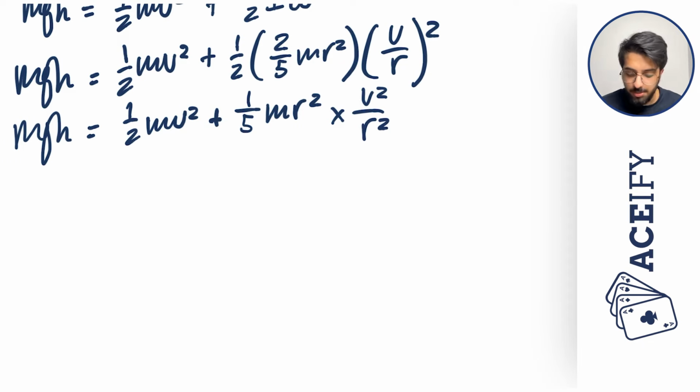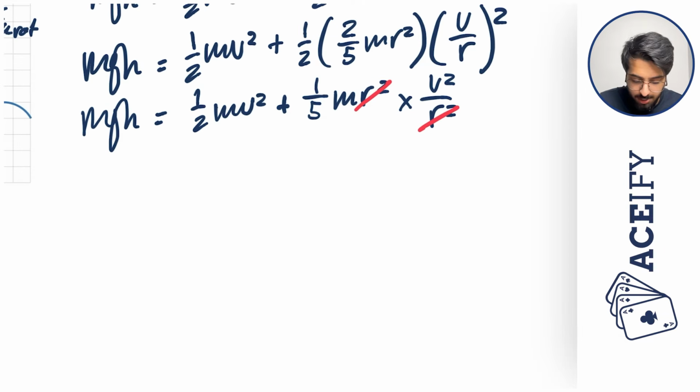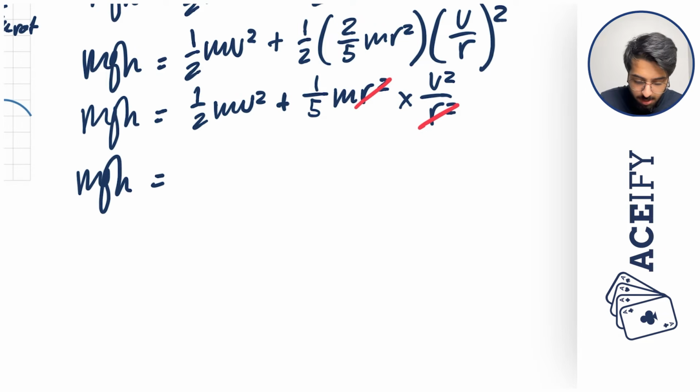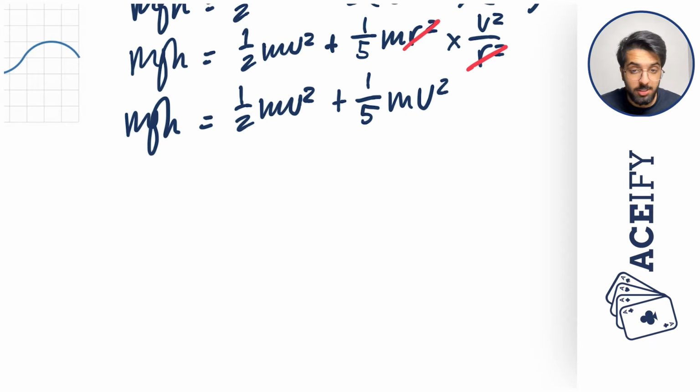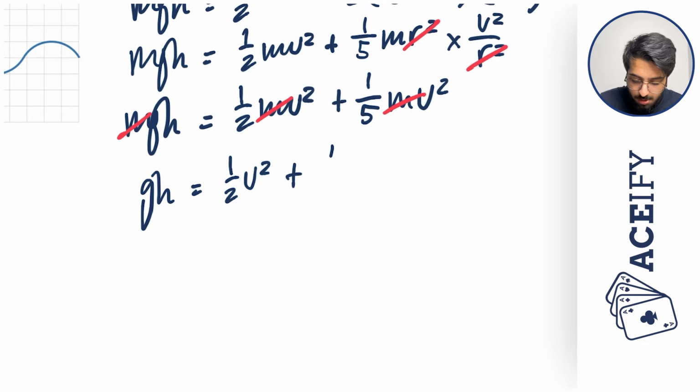Now, as you can see, this r squared and this r squared get cancelled out, and we got mgh is equal to half mv squared plus 1 over 5 mv squared. Now we can divide by m on both sides as well, and you can cancel out these m's, and we get gh is equal to half v squared plus 1 over 5 v squared.